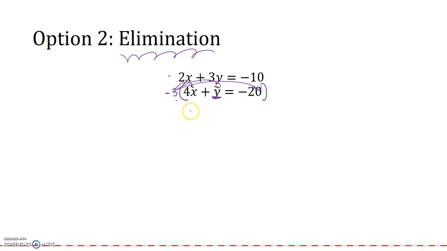So I'll distribute the negative 3. Negative 3 times 4x is negative 12x. Negative 3 times y is negative 3y. And negative 3 times negative 20 is positive 60.